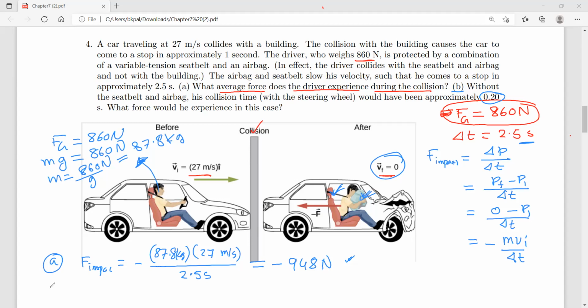So you have to do the same thing for number B. You have to change only this. This is now 0.20 second. If you replace 2.5 second with 0.20 second, it will be a huge number, 11,847 Newton. Okay, and this is a huge number, about 11 or 12 times this number.